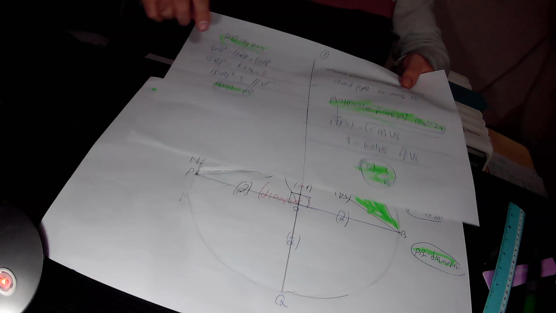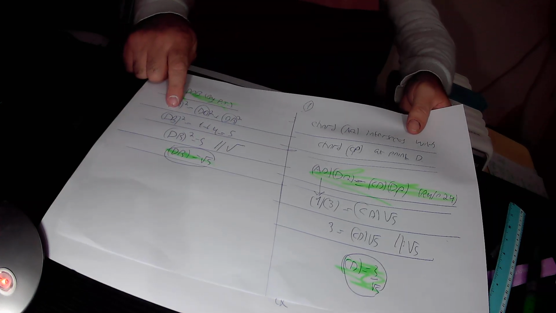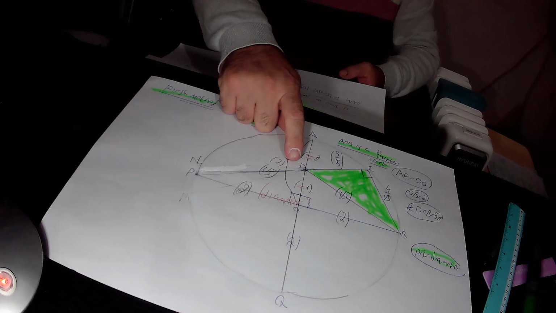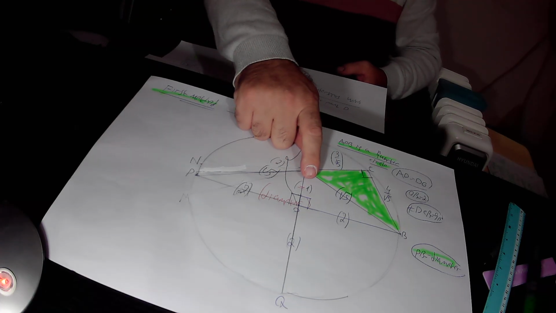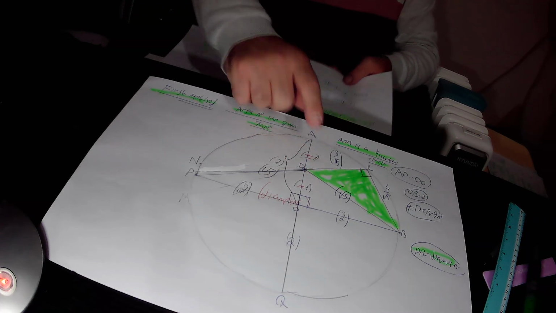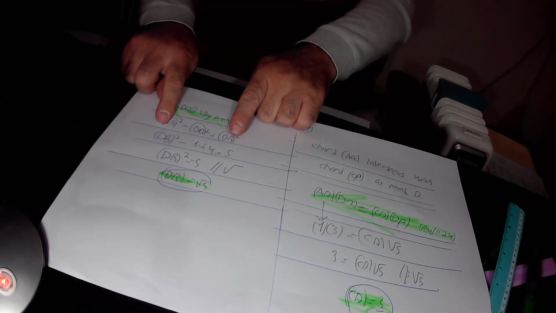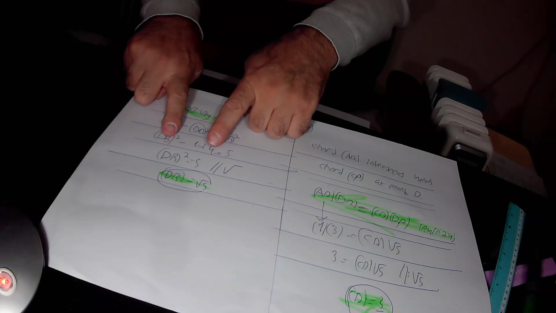DB is the missing side, so we leave it as it is. So DB squared equals DO squared. DO is 1, therefore DO squared is 1 squared, which is 1, plus OB squared. OB is 2, therefore OB squared is 2 squared, which is 4. So in total, we found that DB squared equals 1 plus 4, that is 5. So DB squared equals 5.